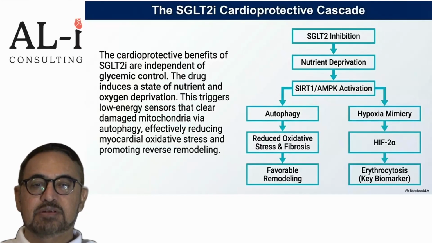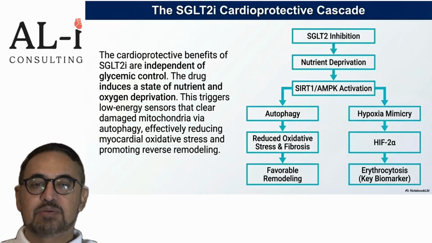Instead, they appear to trigger a cardioprotective cascade that resembles a state of nutrient and oxygen deprivation signaling. SGLT2 inhibition activates low energy sensors such as SIRT1 and AMPK. This leads to enhanced autophagy, which helps clear damaged mitochondria, lowers oxidative stress, and reduces fibrosis. The downstream effect is more favorable remodeling.